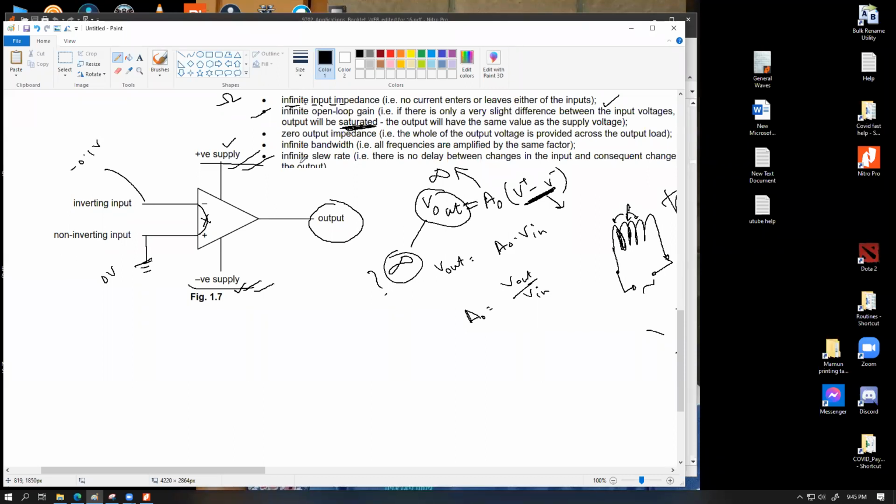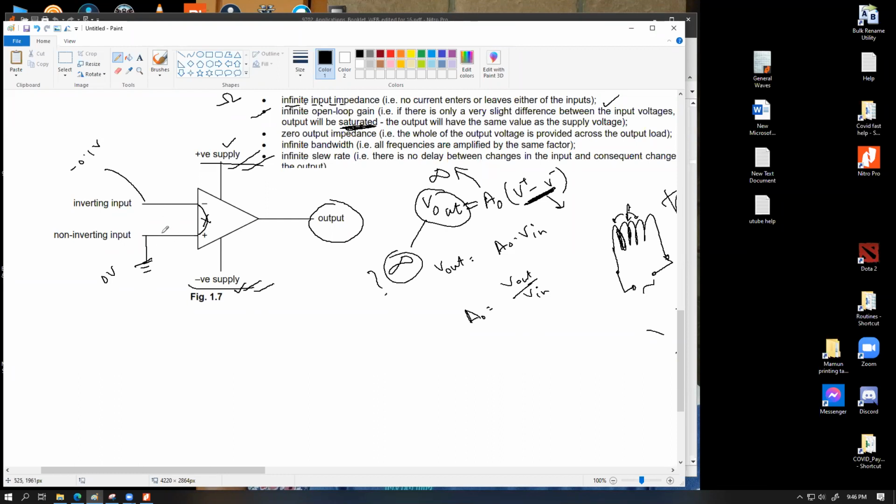Sorry, that's the inverting input, the one we are giving as the input. Both of them are called inputs. Sorry, I got confused about the difference between non-inverting and inverting. Like, is non-inverting acting as a ground?